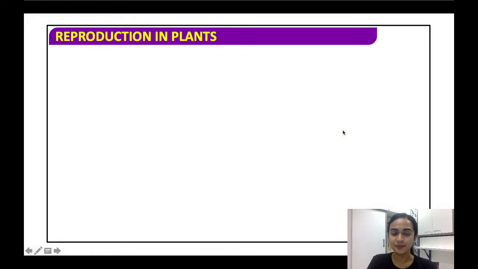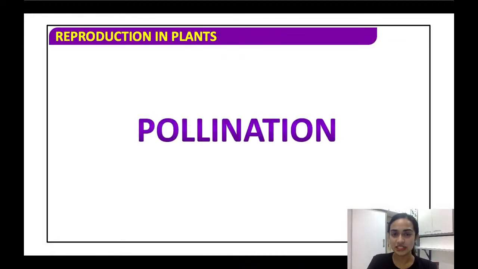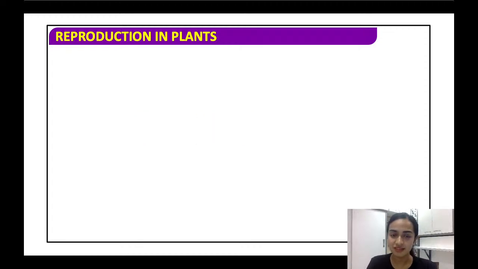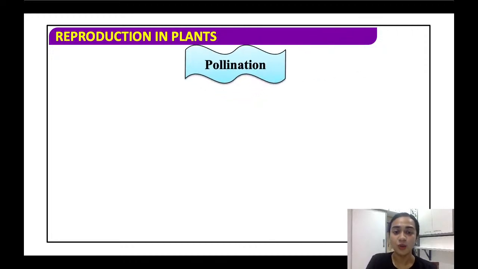So let's begin. So today's topic, what we'll begin with, is pollination. So we have learned pollination definitely in lower classes. We know what it is, and now we need to know how it happens. Why is it so important? What are the different types? How it is carried out? What is the difference? All right. So these all we will be covering.